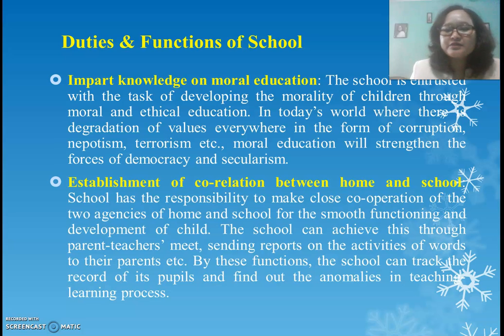Establishment of correlation between home and school. School has the responsibility to make close cooperation of the two agencies of home and school for the smooth functioning and development of the child. The school can achieve this through parent-teacher meets, sending reports on the activities of wards to their parents, etc. So by these functions, the school can track the record of its pupils and find out the anomalies in the teaching-learning process.